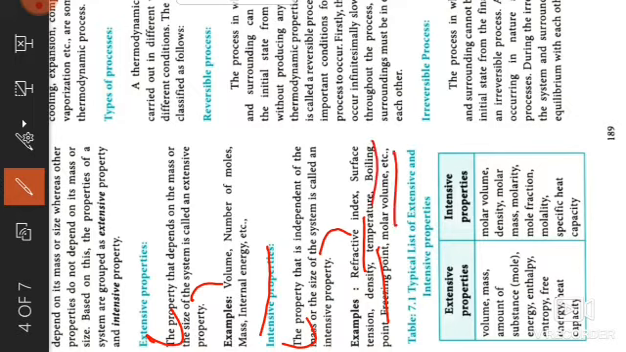I am repeatedly asking this 2 mark question: what is extensive property? What is intensive property? Extensive property is the property that depends on the mass or the size of the system. Intensive property is independent of the mass or the size of the system. Say for example, for a system we can calculate volume, number of moles, mass, internal energy; that is called extensive property. Intensive properties are refractive index, surface tension, temperature, boiling point, freezing point, molar volume.